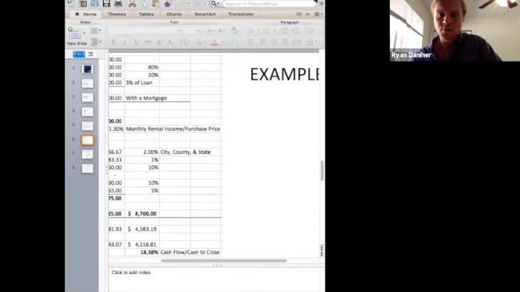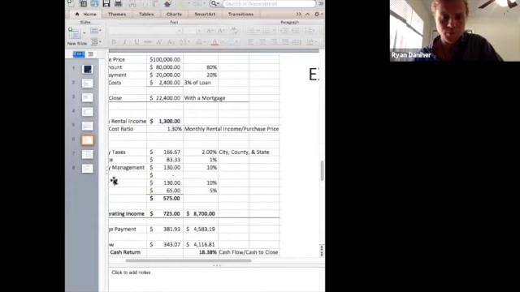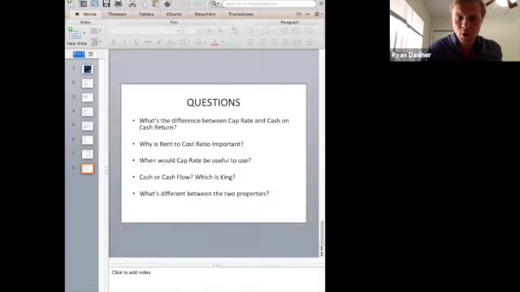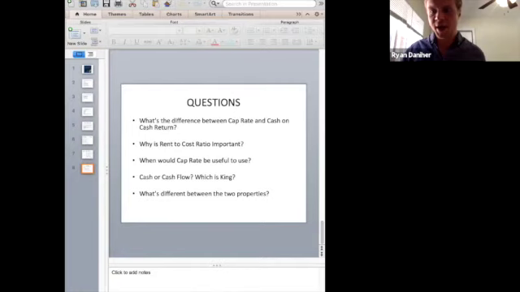But I will pause if anybody has any questions about either of these two examples. So if not, I got some questions. For anybody that wants to answer, what's the difference between cap rate and cash on cash return? I guess everybody started drinking margaritas already, huh?